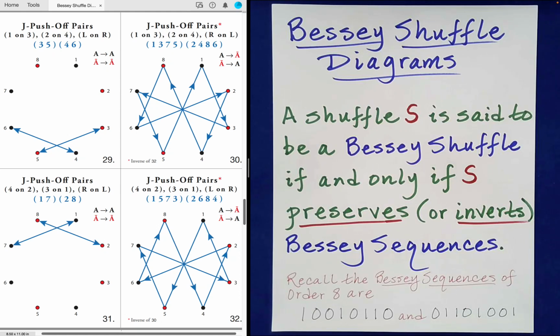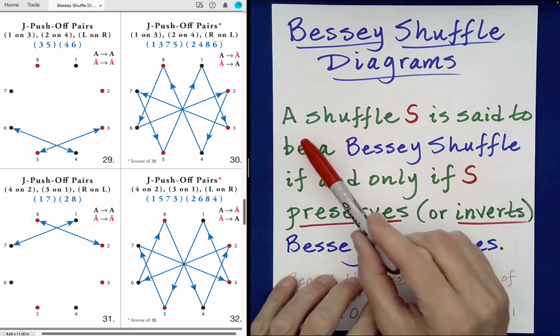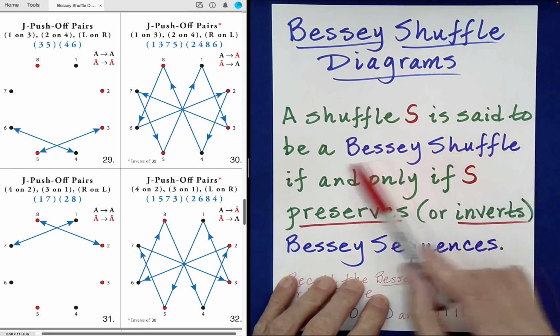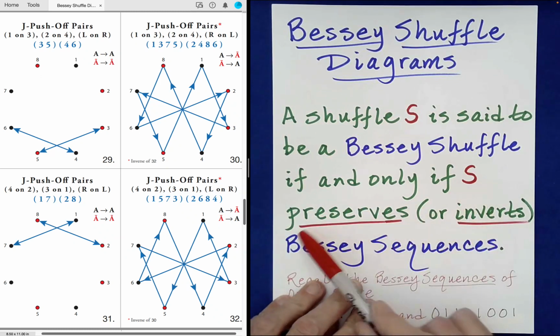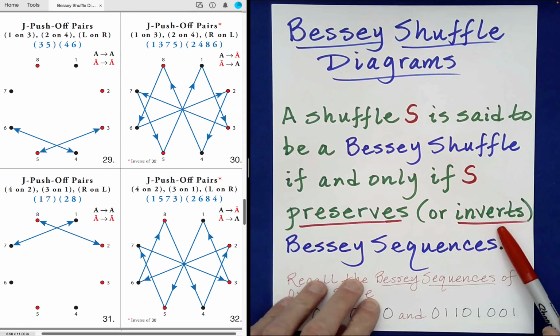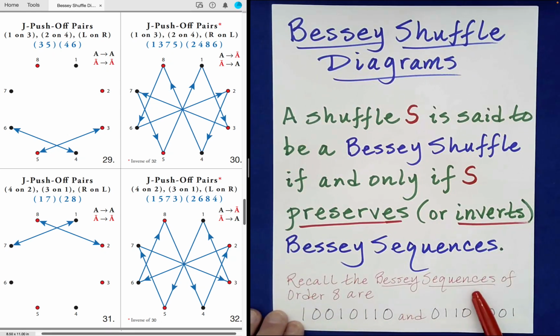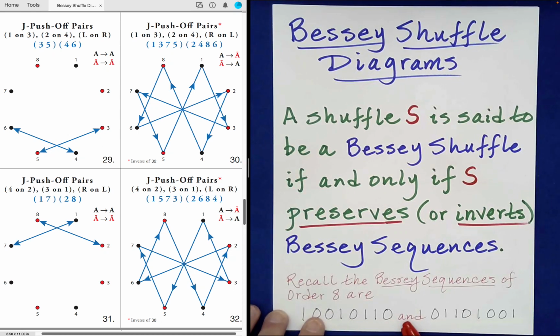This is the 8th video in this series dedicated to Bessey Shuffle diagrams. Recall, a shuffle S is said to be a Bessey Shuffle if and only if S preserves or inverts Bessey sequences. Recall, the Bessey sequences of order 8 are 1 0 0 1 0 1 1 0 and its inversion 0 1 1 0 1 0 0 1.